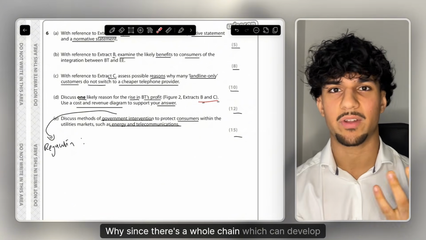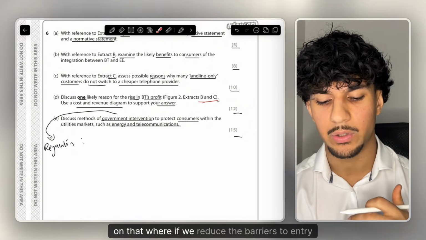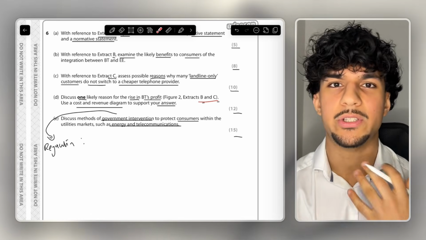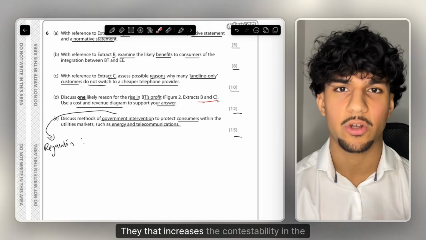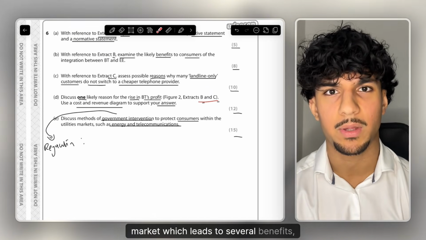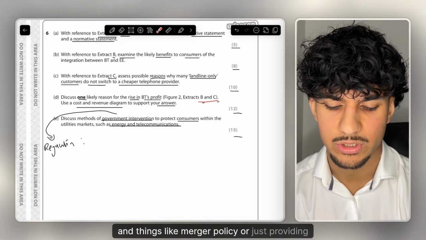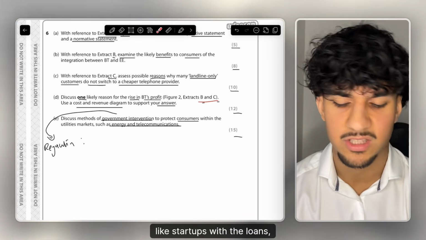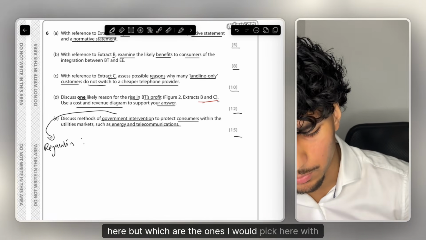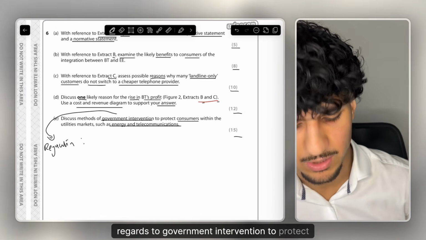Why? Since there's a whole chain of analysis which can develop on that, where if we reduce the barriers to entry in markets such as energy and telecommunications, new firms will enter the market. That increases the contestability in the market, thus increasing the levels of competition in the market, which leads to several benefits. And things like merger policy, or just providing startups with loans, things like that. So there are many different ones you can talk about here, but which are the ones I would pick with regards to government intervention to protect consumers?